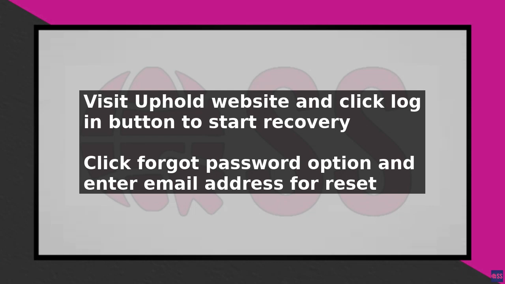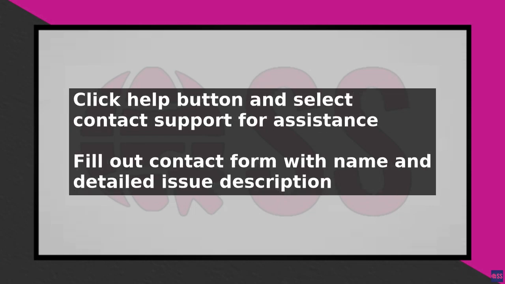If you are still having trouble accessing your account, click on the Help button at the bottom of the page and select Contact Support. You can then fill out the contact form with your name, email address, and a detailed description of the issue you are experiencing. Make sure to include your Uphold account email address and any relevant details about your account.